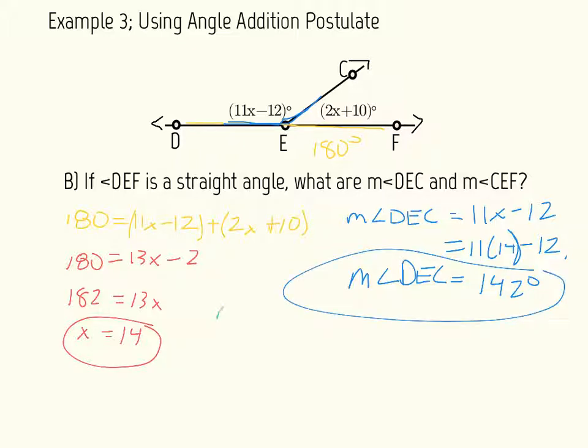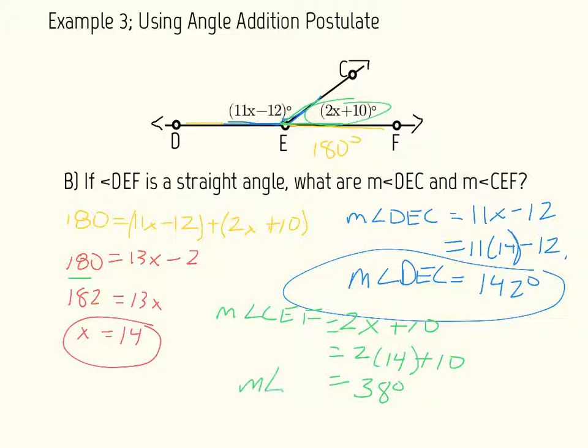And the last one, we want to find the measure of angle CEF. Okay, so CEF, this time I'm going to just put in the equation right there. So 2x plus 10. Again, in this case, you could do the subtraction like we did last time. That would be fine. Just subtract it from the 180. 2 times 14 plus 10. 2 times 14 is 28, plus 10 is 38 degrees. So that is the measure of angle CEF. And that is your final answer.